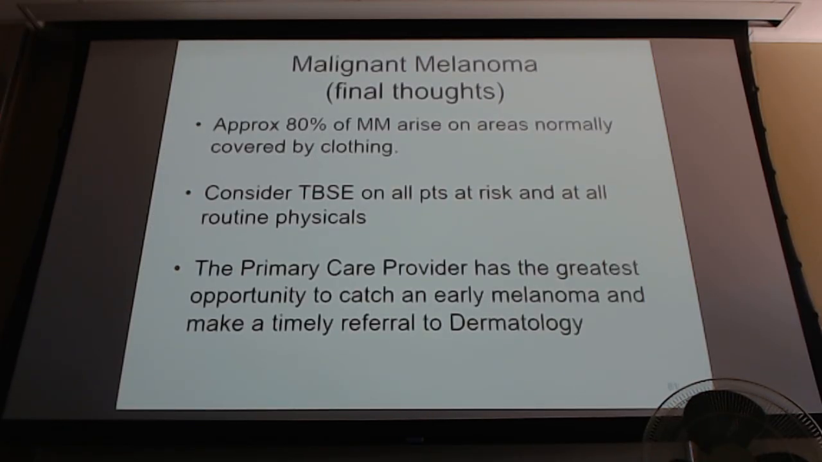All right, final thoughts. Approximately 80% of malignant melanoma arise on areas normally covered by clothing. We talked yesterday and the day before that all of that sun exposure sites, because it's got it over and over, those are benign things. But the melanomas are oftentimes found in hidden locations. Consider TBSE on all patients at risk. So if you have a family history of that, primary care provider has the greatest opportunity to catch an early melanoma and make a timely referral to dermatology. That is the last bullet of today's lecture.